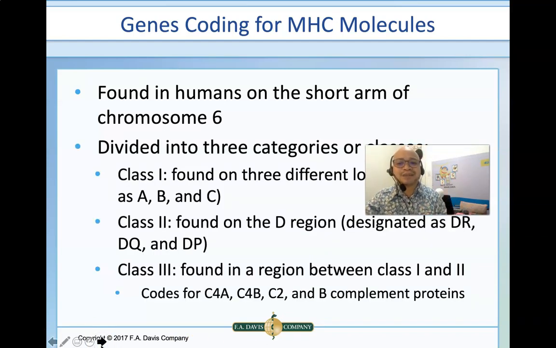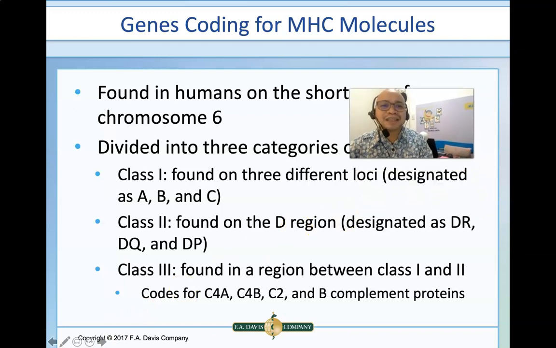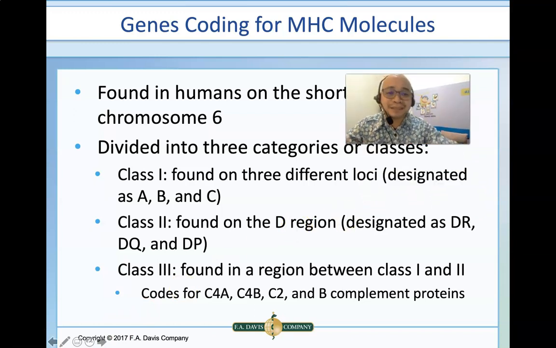Again, as I've told you, there are actually 3 classes of MHC molecules. So what are these 3 classes? Class 1 is found in different loci, designated as A, B, and C. Class 2 is found in the D region, and this is designated as DR, DQ, and DP. And class 3 are actually complement components.